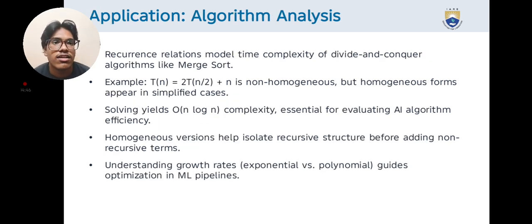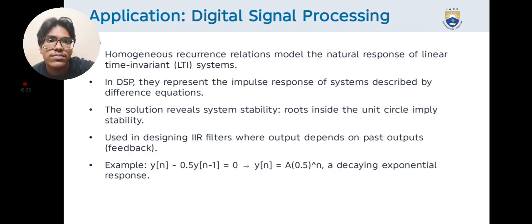Example application in algorithms. Recurrence relations model time functions of divide and conquer algorithms like merge sort. For example, T(n) is non-homogeneous, but homogeneous forms appear in simplified cases. Solving yields O(n log n) complexity, essential for evaluating AI algorithm efficiency. Homogeneous versions help isolate recursive structure before adding non-recursive terms. Understanding growth rates, exponential and polynomial, guides optimization in ML pipelines.